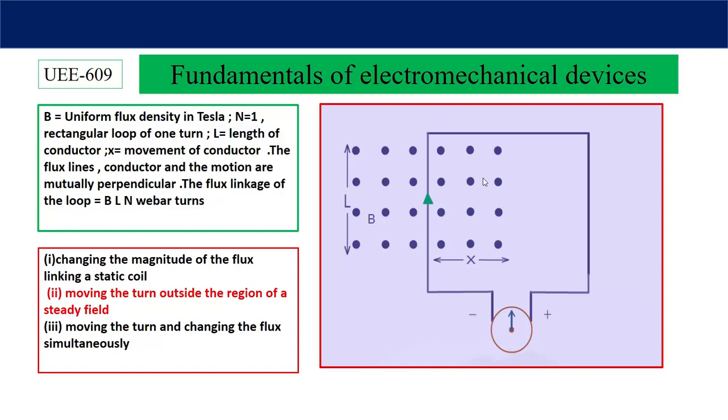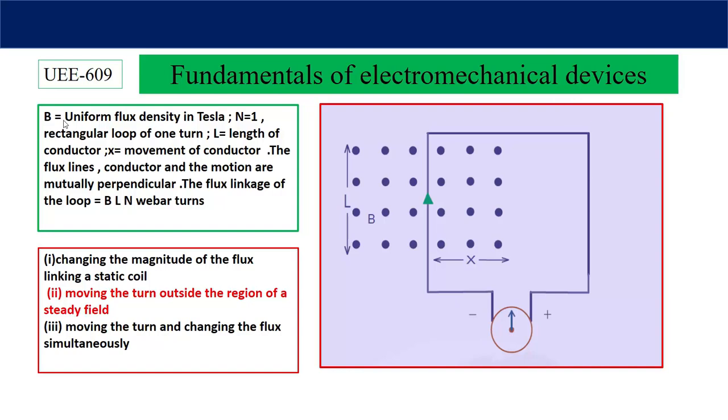So as the conductor is allowed to move, or you can say a current carrying conductor is placed in a constant magnetic field, the conductor will experience a force, and according to Fleming's left hand rule, the conductor will move in this direction. So we will assume that the conductor is moving in this direction. Based on that, we will try to find the EMF induced across the terminals of this single turn coil.